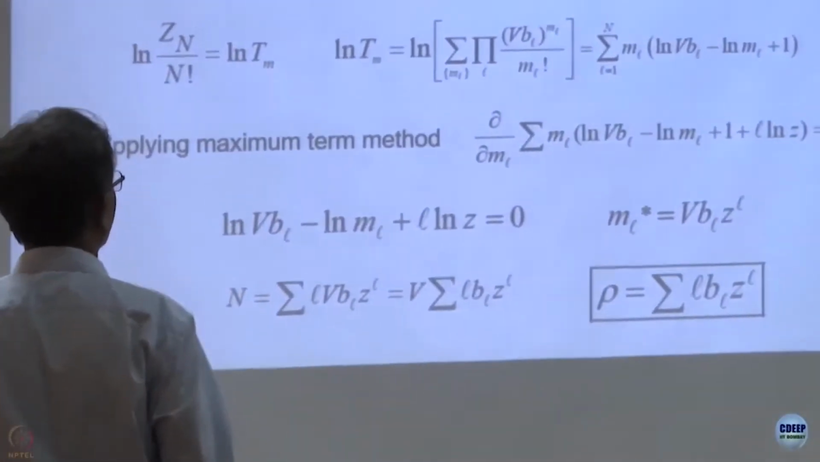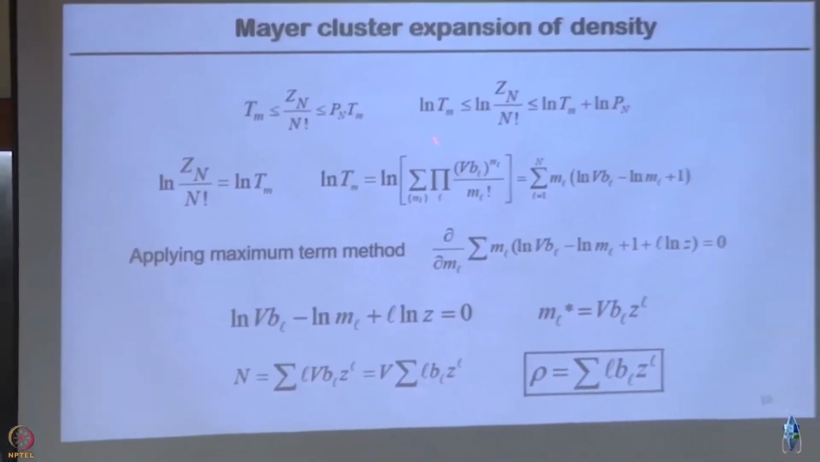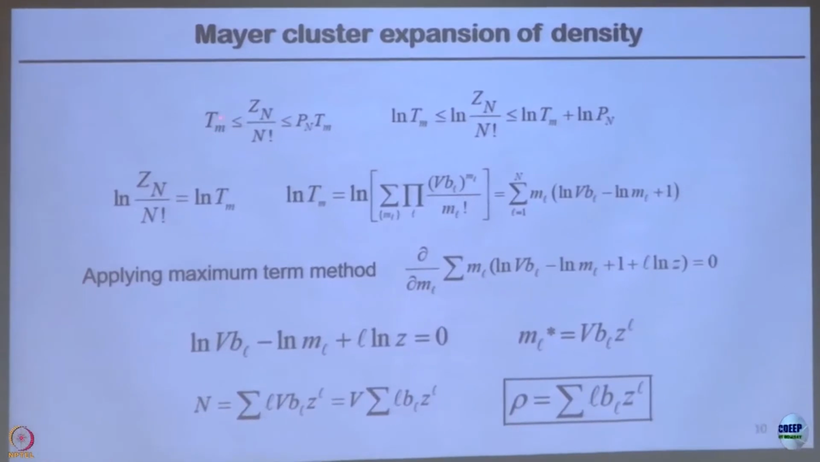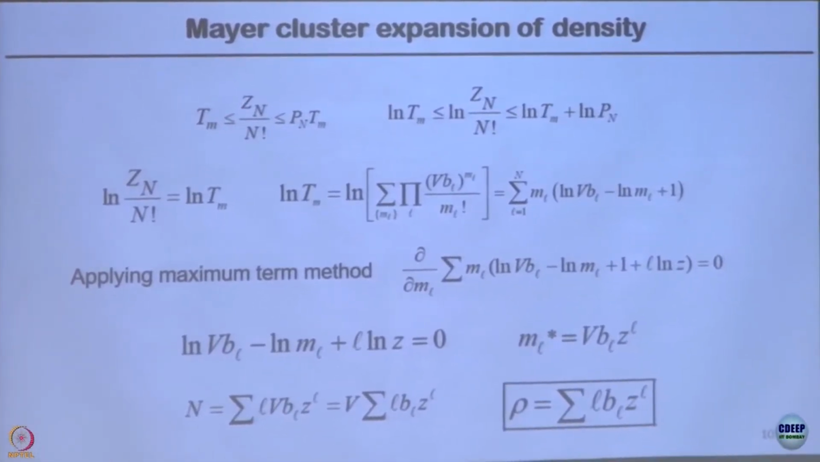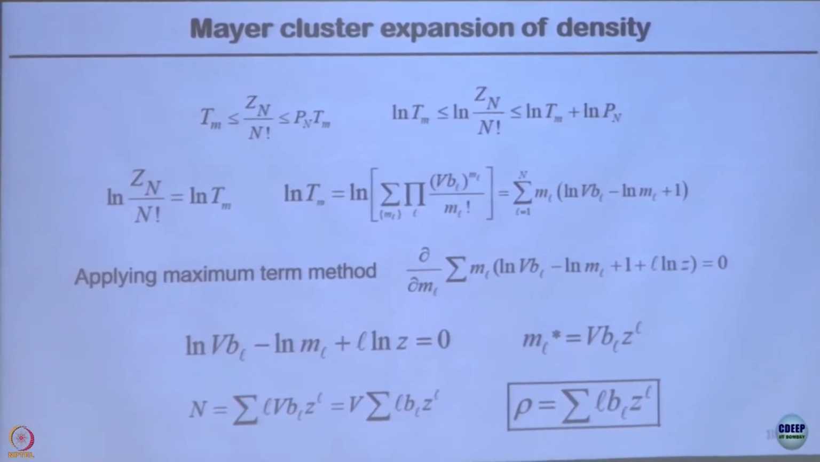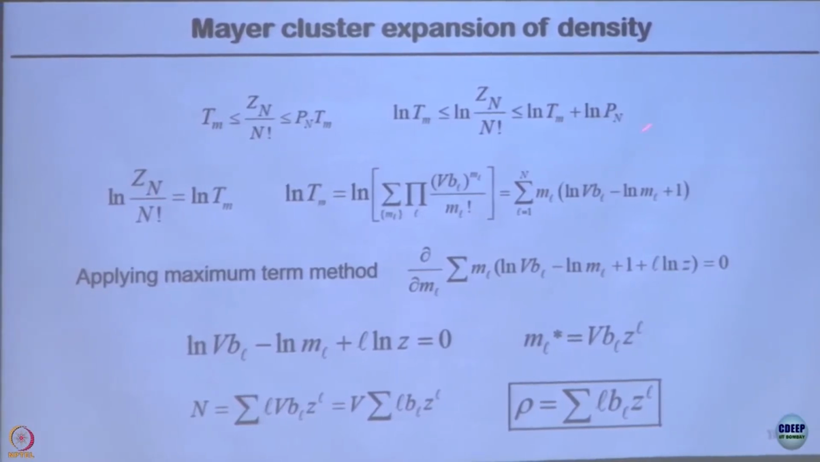So now let us do the maximum term method. As I was saying here, one can show that the maximum term method is bounded, and with a very rigorous bound. That means there is this quantity Pn which is very small, and the remainder goes to 0. So now I want to replace the partition function by the logarithmic term.